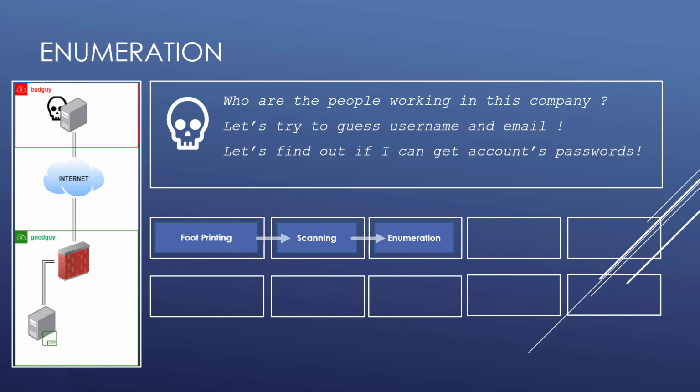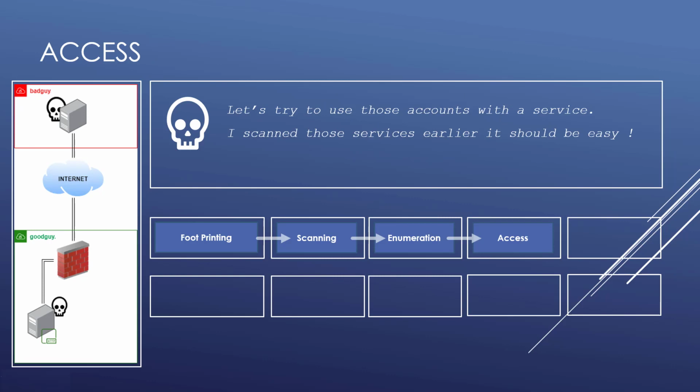How? Well, they can for instance check on social media who's working in the company. Then try to identify email addresses or account IDs by guessing usernames. And once they have this information, they can attempt a dictionary attack to find weak passwords. And then eventually, they will have access to one of the machines using credentials from the enumeration and the IP and service from the scan. At this stage, the attacker is in. He probably has very limited privilege, but he's in.